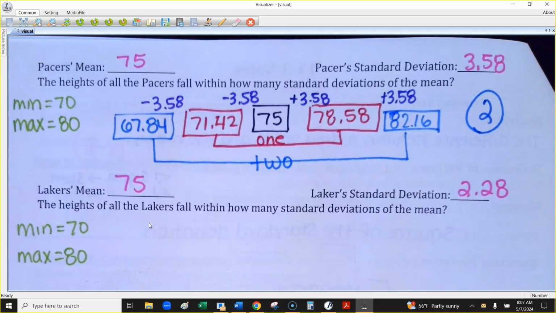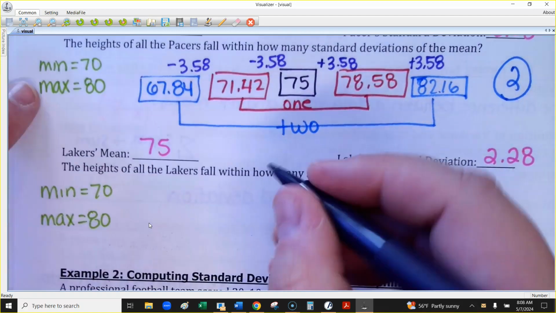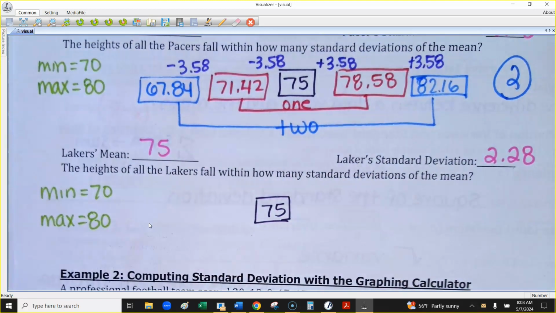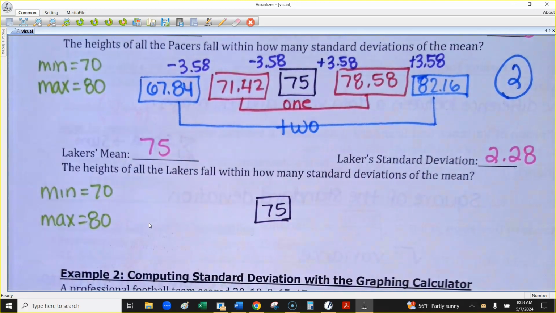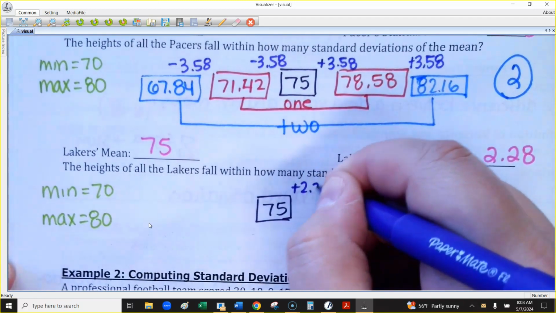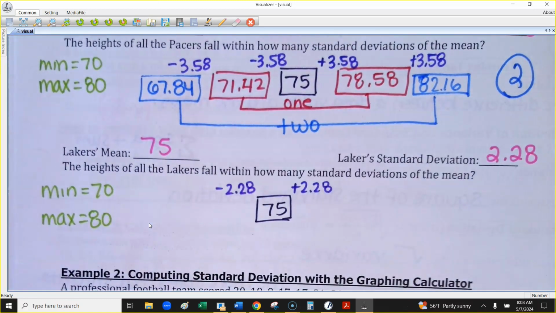Now, like we said before we even started, the Lakers have a smaller standard deviation. Their heights were not spread out. They were all kind of concentrated at 75 for the most part. So we'll see if this holds true, if it's 2 standard deviations or it might have to be farther. But you want to do the same thing. Their average was also 75. If I'm going to go out 1 standard deviation here, their standard deviation was 2.28. So I'm going to add 2.28 and subtract it from 75.